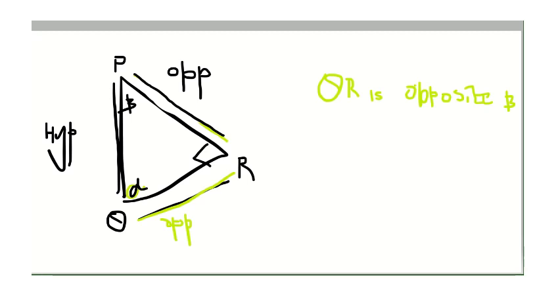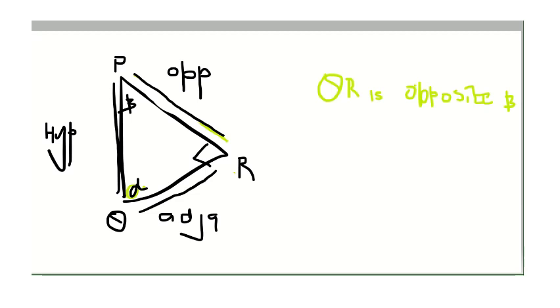How about QR? Yes, MCZ. MCZ is saying QR is adjacent because it is next to it. It is adjacent. So we can see that all of our sides now have been named, and all of our sides are named according to the relationship with the angle of interest.